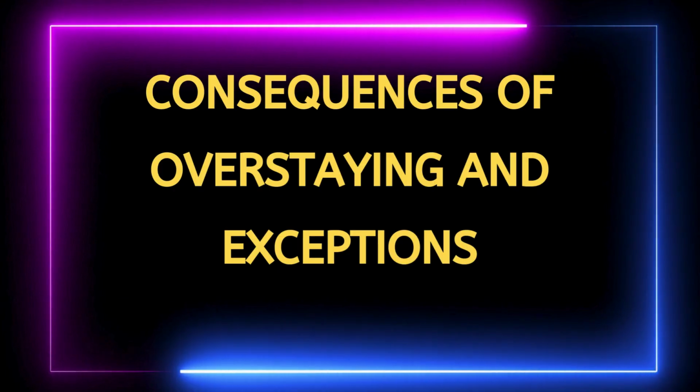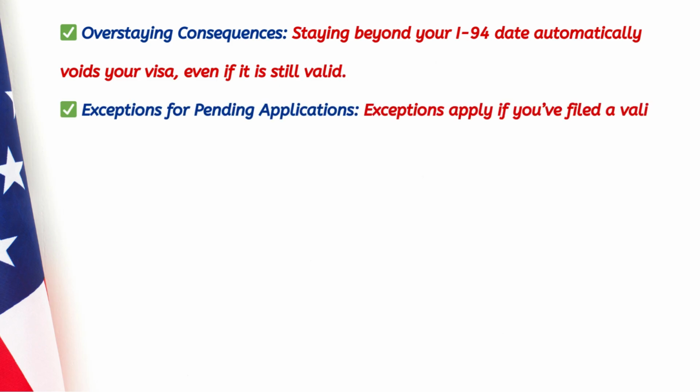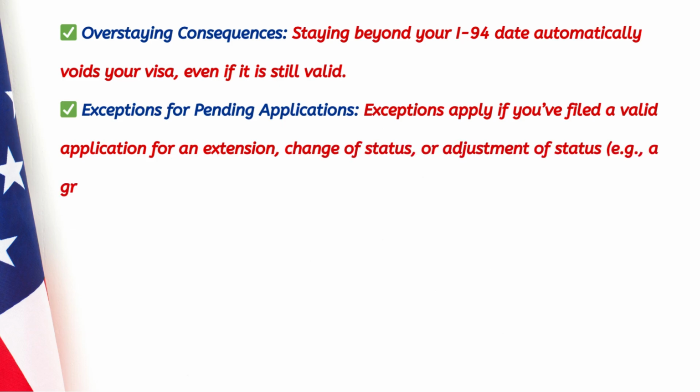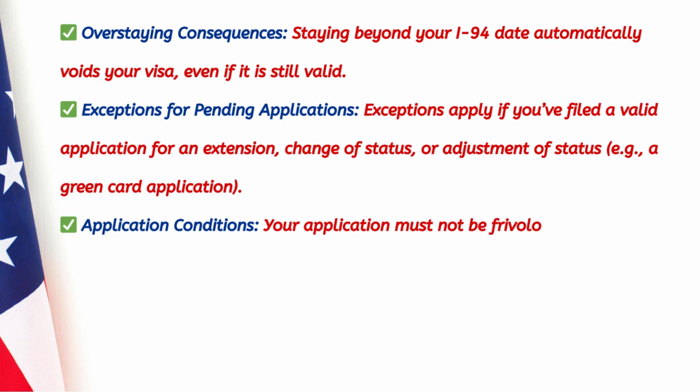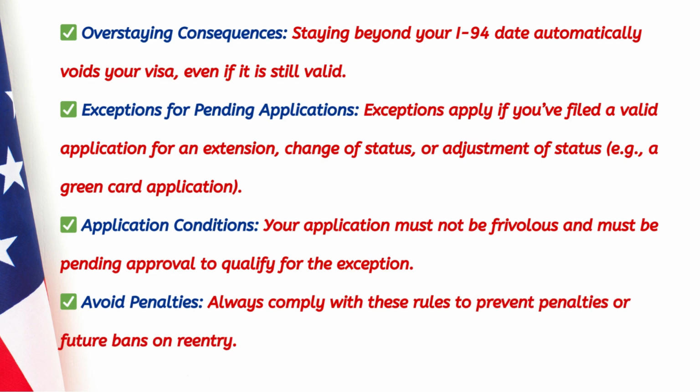Now let's understand the consequences of overstaying and exceptions. Friends, if you stay beyond your I-94 date, even if your visa is valid, your visa automatically becomes void. Exceptions apply only if you filed a valid application for an extension, change of status, or adjustment of status, for example, applying for a green card. In these cases, your application must not be frivolous, and it must be pending approval. Always ensure you follow these rules to avoid penalties or future bans.